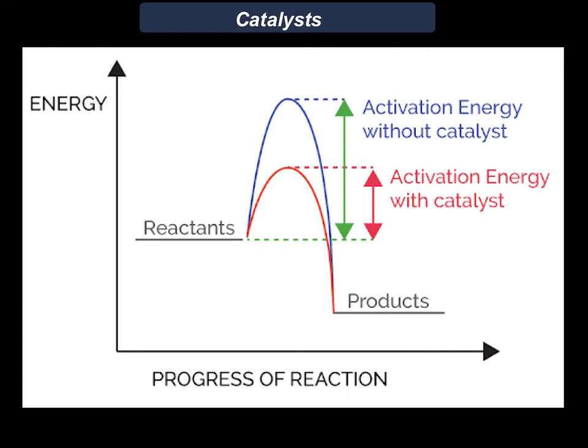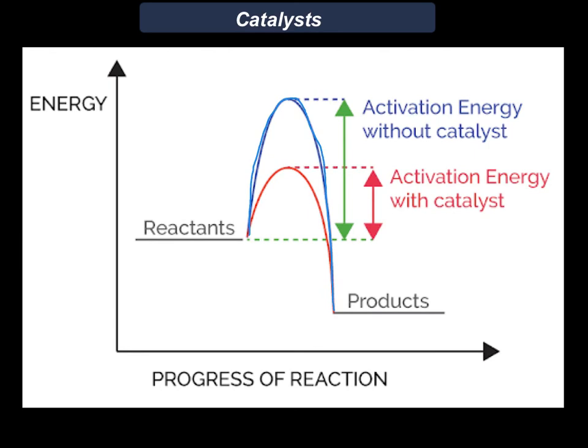Now this reaction profile on the screen is for an exothermic reaction, but we could apply it to an endothermic one as well. Consider the blue pathway for the chemical reaction. So the reactants start with a certain amount of energy. Energy is taken in to break the bonds, the atoms rearrange, and energy is given out as new bonds form to form the products. Now the green arrow is showing you the activation energy, the energy that the reactant particles must have when they collide without the catalyst.